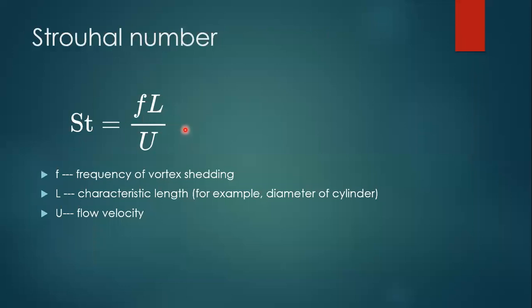Here is a generalized formula for the Strouhal number, which is the frequency of vortex shedding times the characteristic length, which in our case is the diameter of the cylinder, over the flow velocity of the fluid.